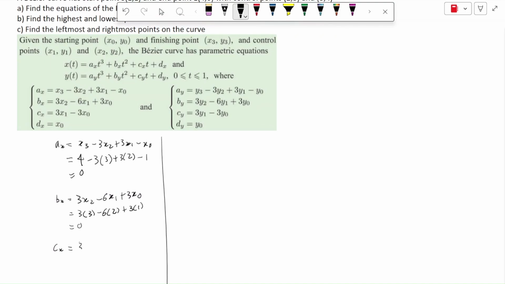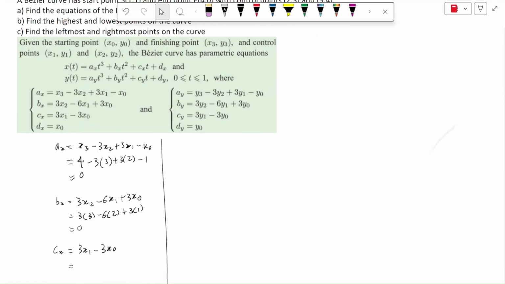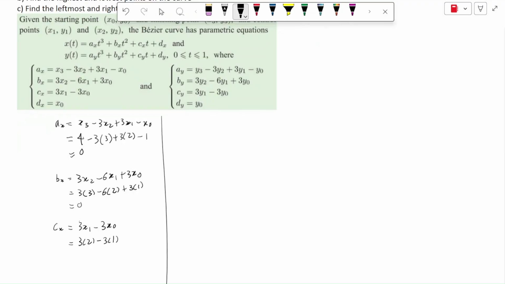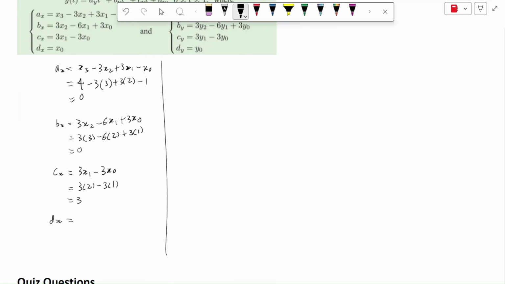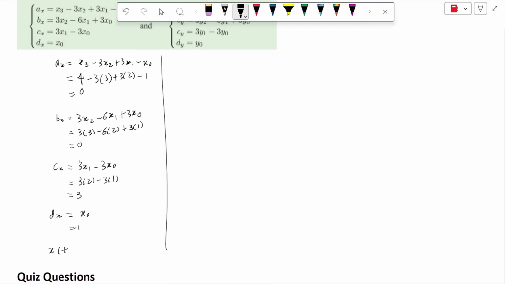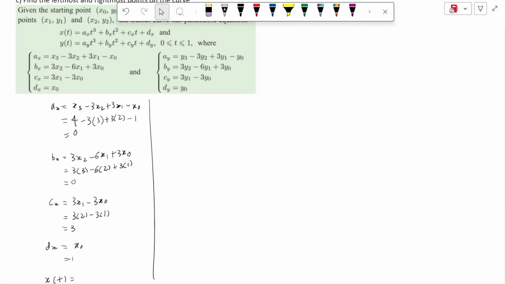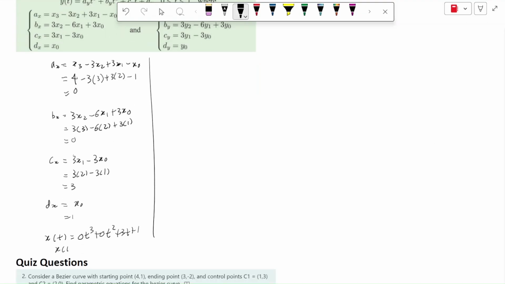cx is 3x1, take 3x0. This is going to be 3 lots of x1. So x1 is 2. And x0 is 1. Now you just get 3 for that one. And dx is x0, so that's just 1. Okay. Now what this tells us is that x of t is all that stuff. So ax t cubed, so that's 0t cubed, 0t squared, 3t, and 1. So in other words, x of t is 3t plus 1.